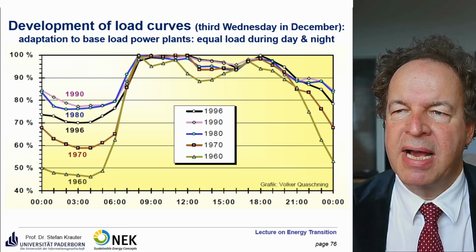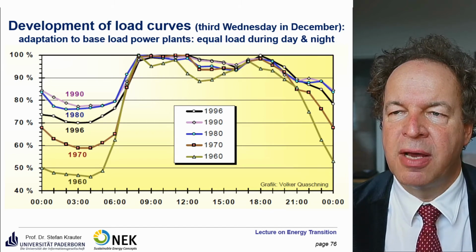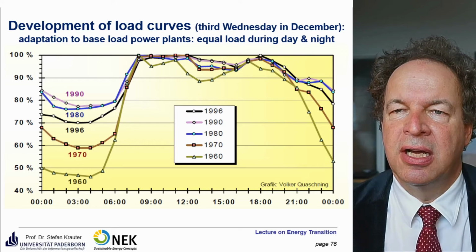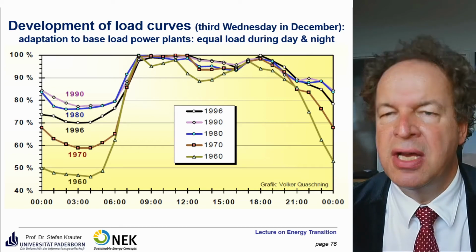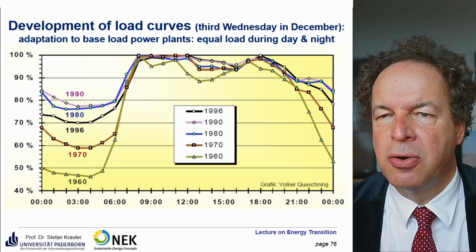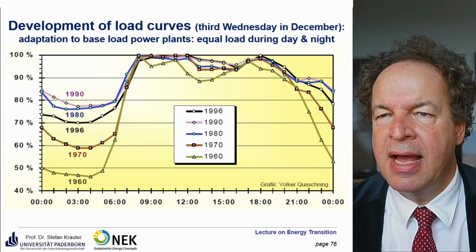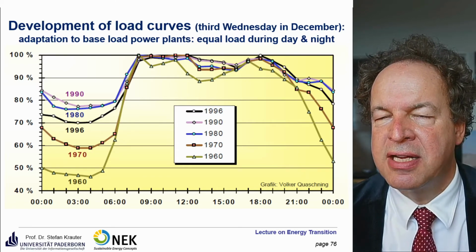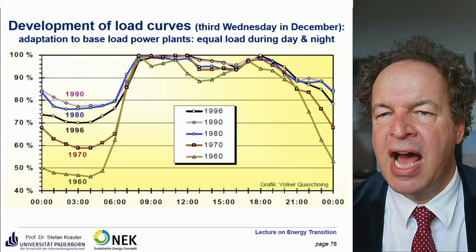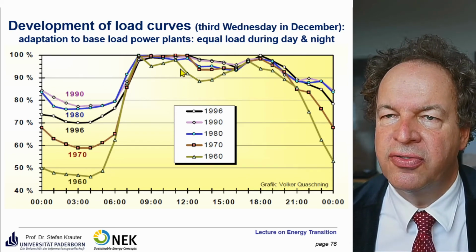To make maximum profit with their baseload power plants, the consumption structure has been altered. So first you see the consumption during a day in the 60s. People were sleeping, so they didn't consume a lot of energy during nighttime, and they were working during daytime, so consumption was significantly higher. That's the light green curve that you see here.